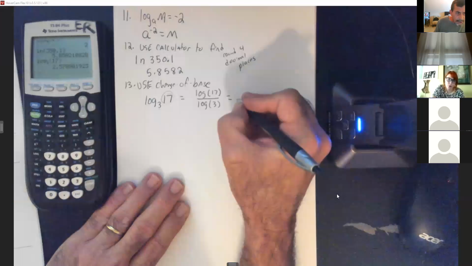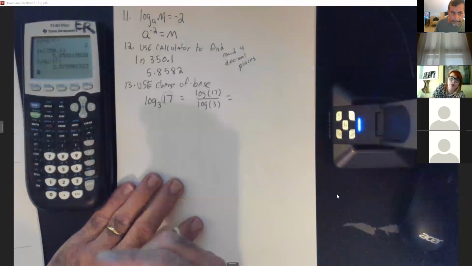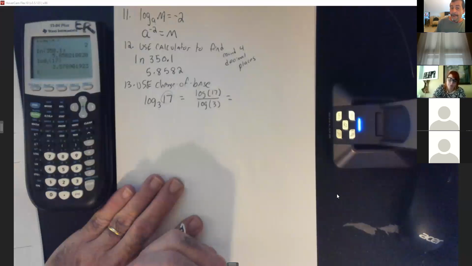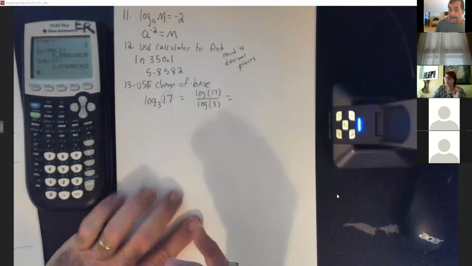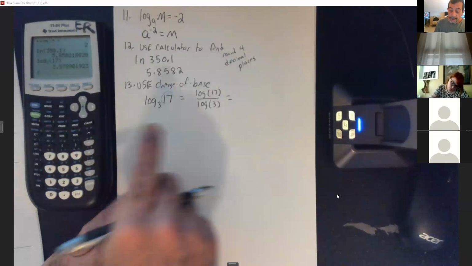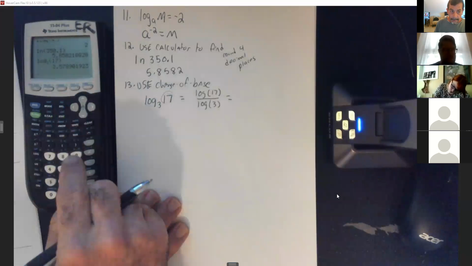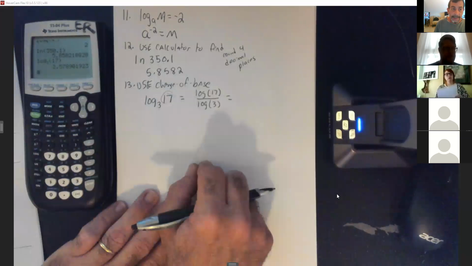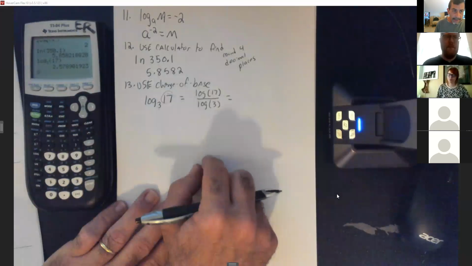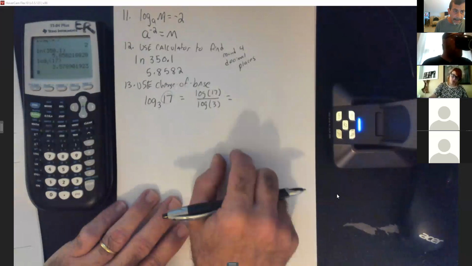Notice those are 4 decimal places also. When we do the log base in our calculator, we go to math, log base, and we put the 3 first and then the 17. Always put the little base first and then the 17, and it should look just like it does on that problem when you get done putting it in there.